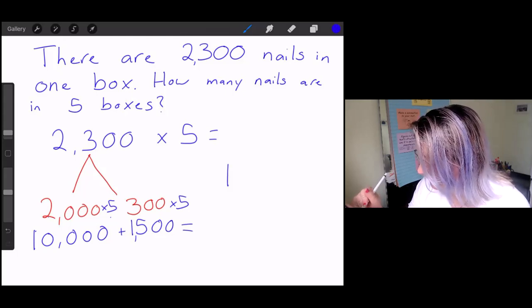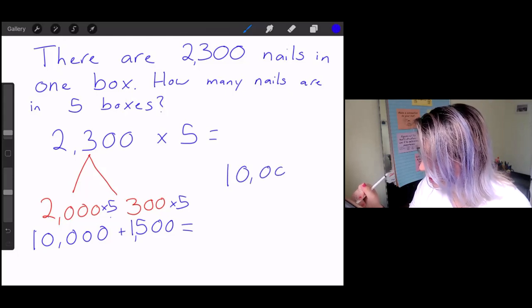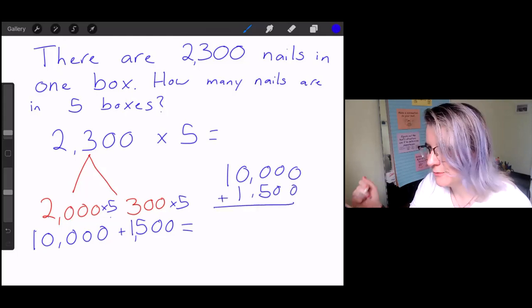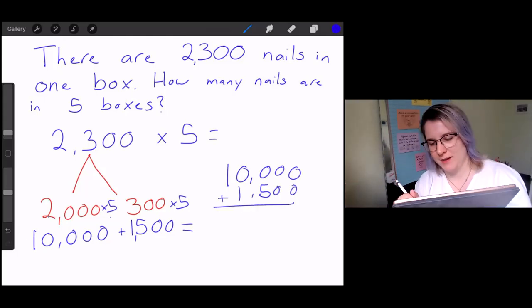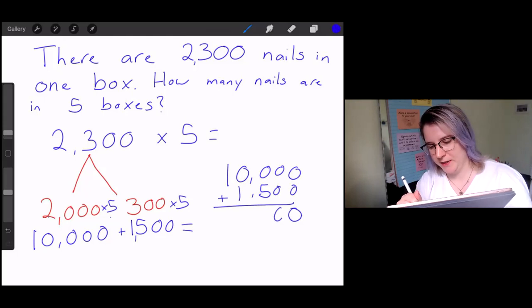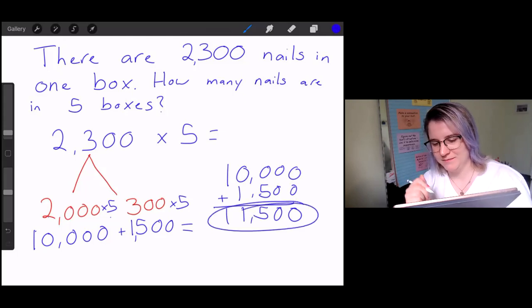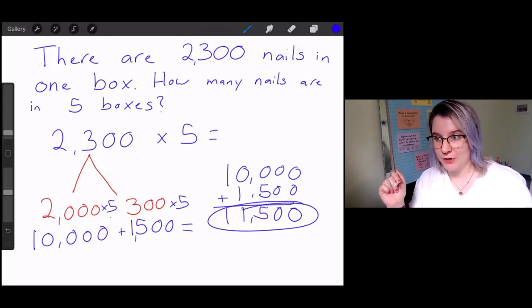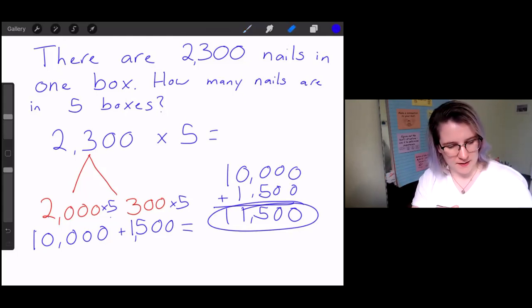If that looks a little confusing, you can stack them on top of each other, like so. So let's see, 0 plus 0, 0 plus 0, 0 plus 5, 0 plus 1, and 1. We've got our answer: 11,500 nails. Now let's look at another way to do this.